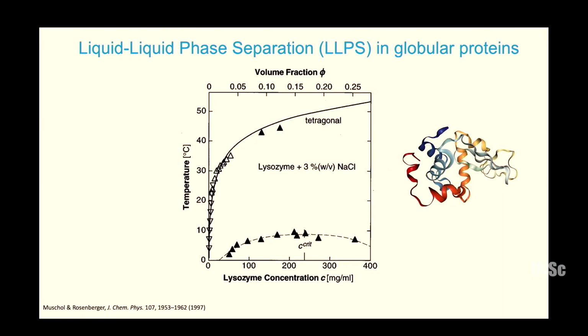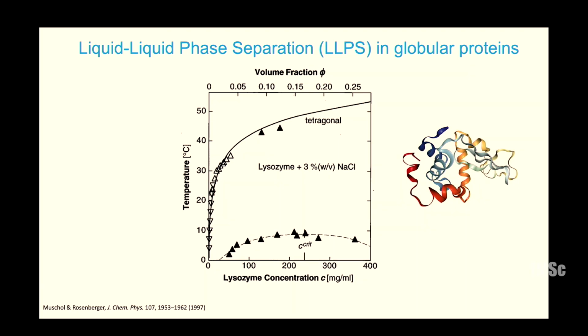I would like to give an overview of some of the work that we have done on amyloid beta aggregation and phase separation. Liquid-liquid phase separation is not a new thing. It's been reported, studied, and explained a long time ago in the context of globular proteins and colloidal systems.